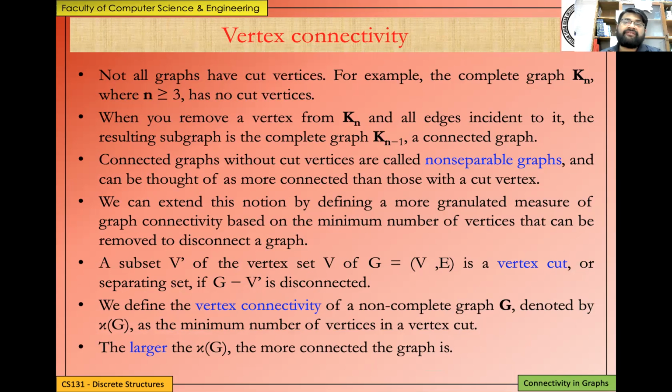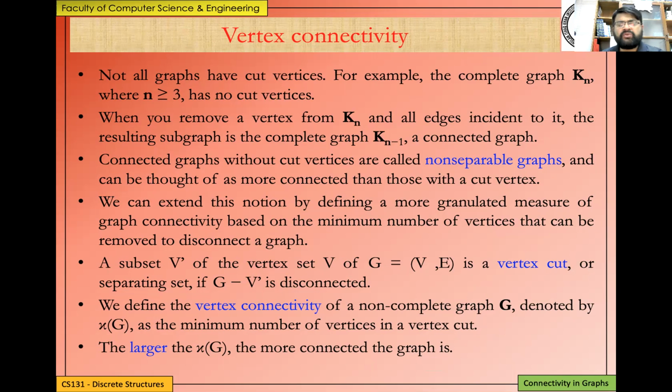Not all graphs have cut vertices. For example, the complete graph Kn, where n is greater than or equal to 3, has no cut vertices. So for a complete graph like the one that we saw earlier, it may not have any cut vertex at all. When we remove a vertex from Kn and all edges incident to it, the resulting subgraph is the complete graph Kn minus 1, which is again a fully connected graph, and hence there is no cut vertex.